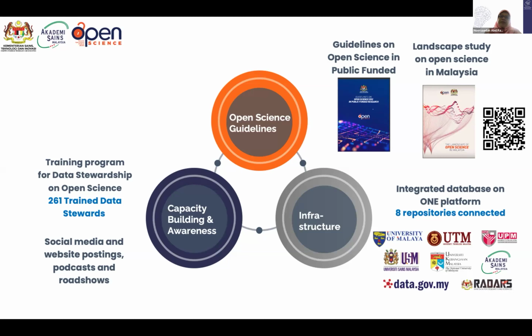So the National Open Science Guideline has now been adopted into the National Data Sharing Policy, which was approved by cabinet in 2023. So now it's part of the National Data Sharing Guideline. We are happy to say that we now have an open science policy in Malaysia that helps us move the initiative much better than when we didn't have this policy.